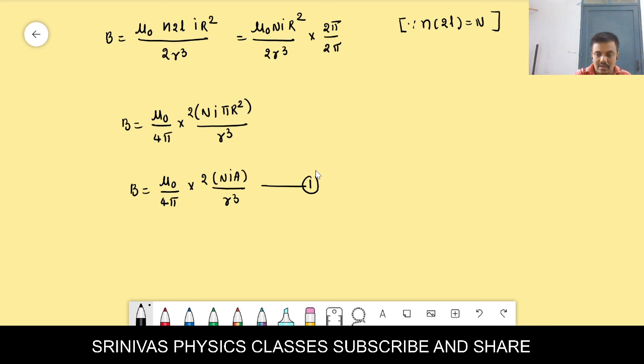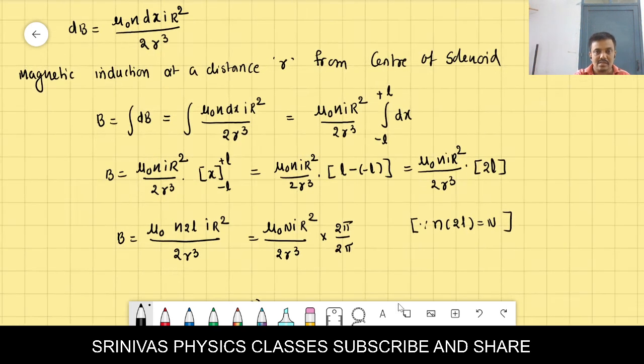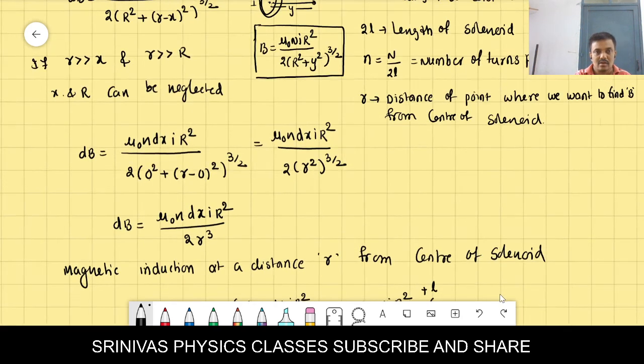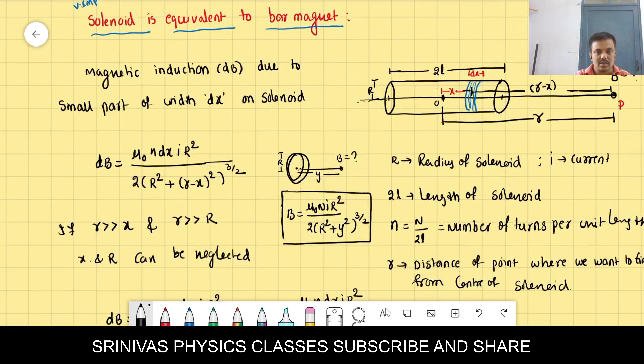Till now we have not given any equation numbers, I think. Once we see, we have not given any equation numbers, right?